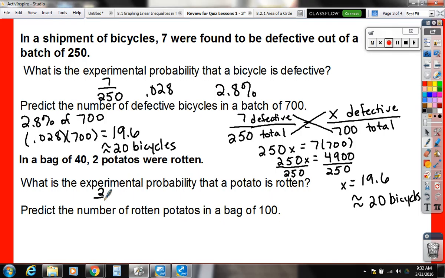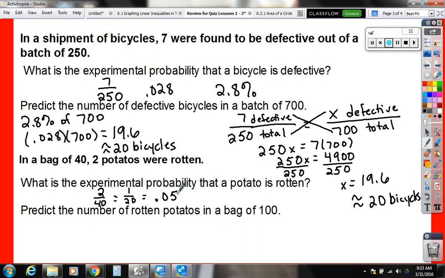What does that reduce to, Sam? 0.05. The decimal would be 0.05, but what would it reduce to if I wanted to leave it as a fraction? 1 out of 20. Good. Which is 0.05. Okay, now predict the number of rotten potatoes in a bag of 100.